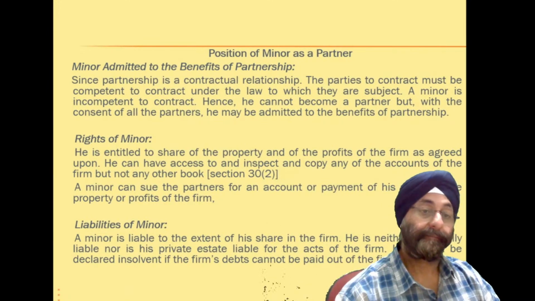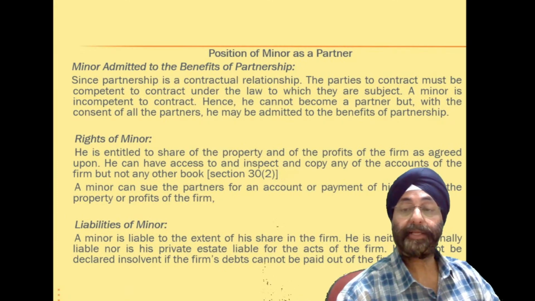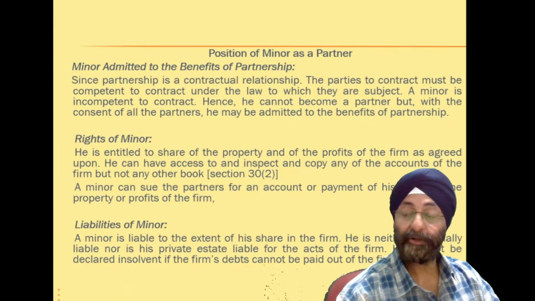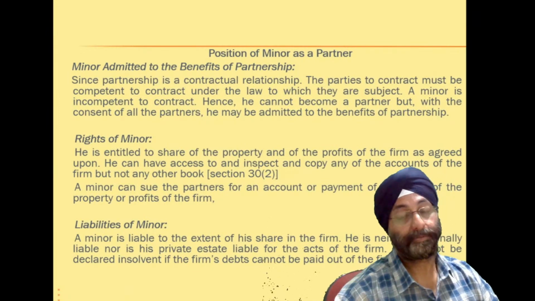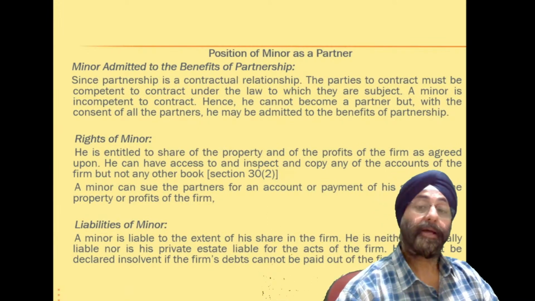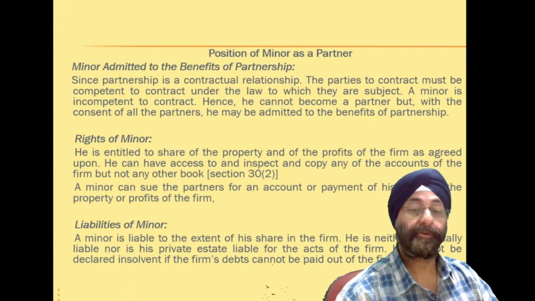In that case, the rights of the minor: he is entitled to a share of the property and the profit of the firm as agreed upon. He can have access to and inspect a copy of any documents and accounts of the firm, but not any other books. A minor can sue the partners for an account or for the payment of his share of the property or the profit of the firm.